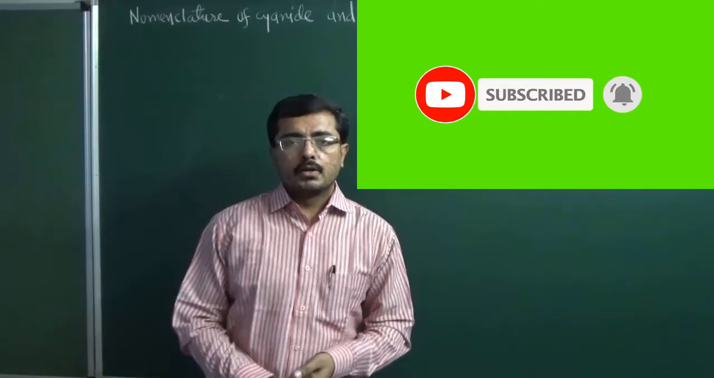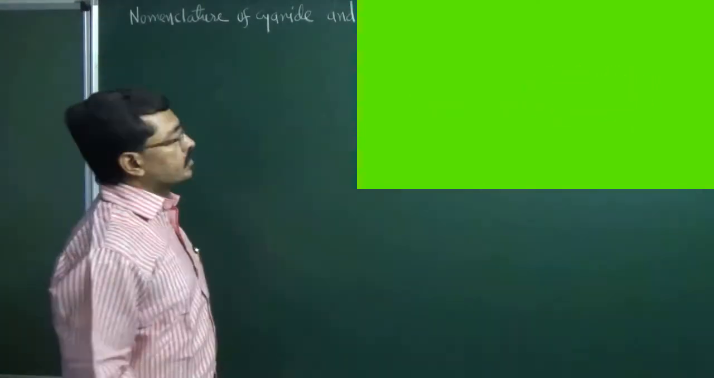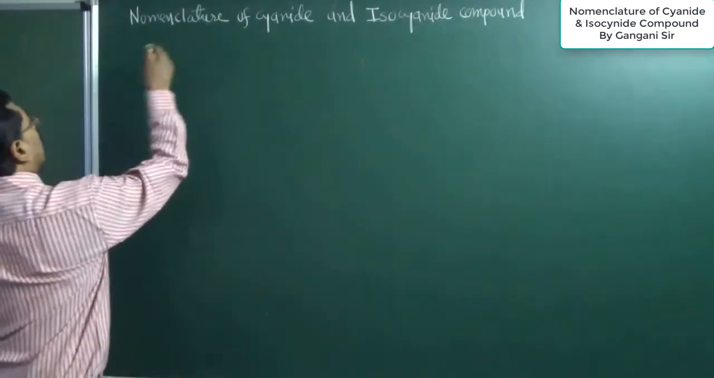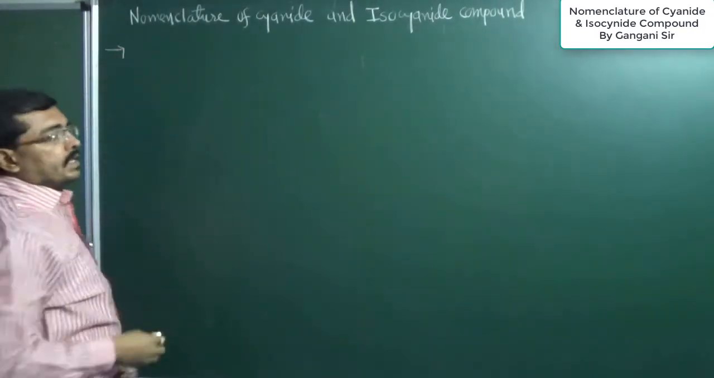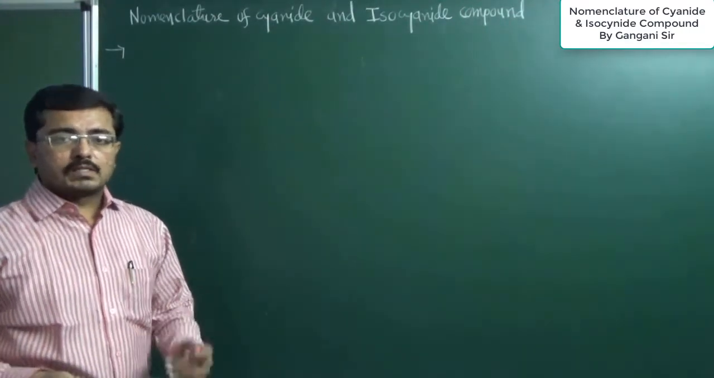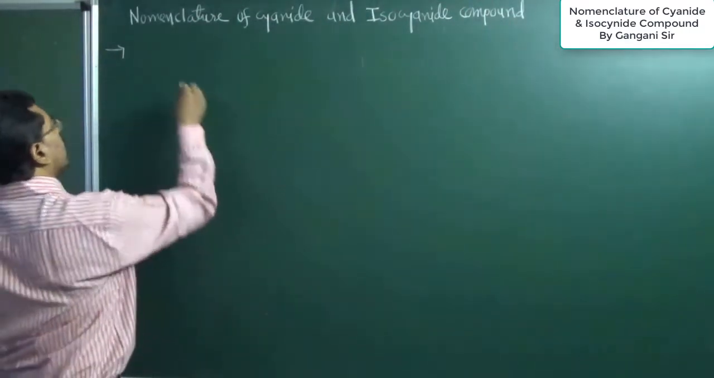I am Gangani Sir. Today I will discuss the nomenclature of cyanide and isocyanide compounds. So first, what is meant by a cyanide compound? If a cyano group is present in an organic compound, then this compound is known as a cyanide compound.